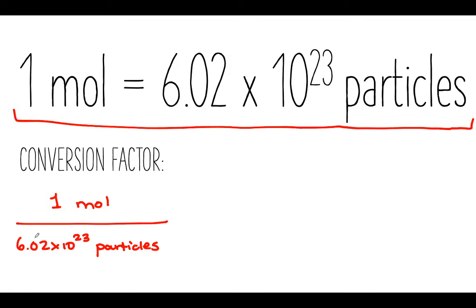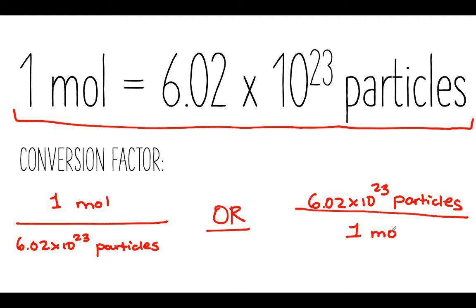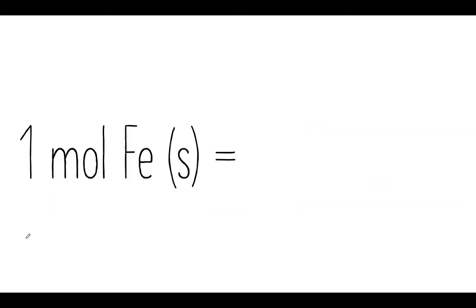So you might write 1 mole over 6.02 times 10 to the power of 23 particles, or what you might do is write 6.02 times 10 to the power of 23 particles over 1 mole. Now, why might you choose this one over this one? Whatever unit you want to cancel out, you would have to write at the bottom. And when we do our practice problems, you will see examples of us doing this so that we can cancel units out. So let's put this into practice.